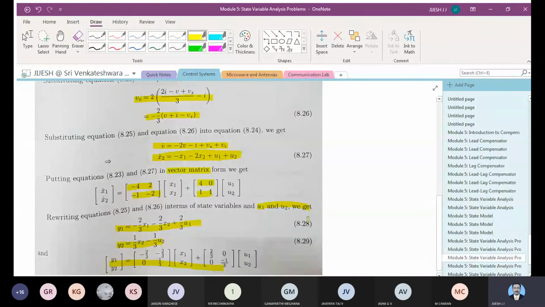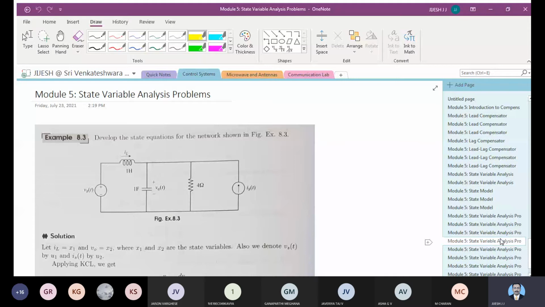So this is what it is; there's nothing to worry too much about in the state variables. You need to define the variables, then go with the KVL and KCL equations and convert them into the matrix form. That is what you need to solve more problems for, for better understanding. So let me take you through the next problem.